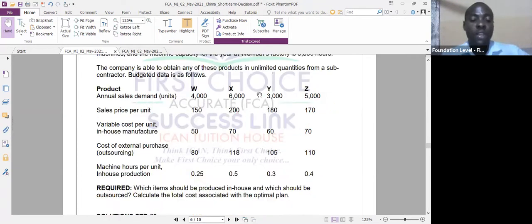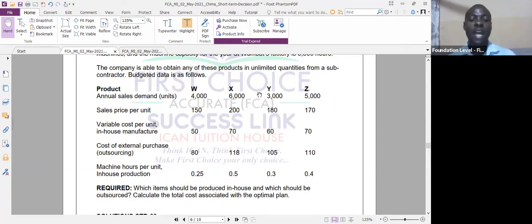And look at the machine hours per unit. So for W, the number of hours is 0.25, a quarter of an hour. That's about 10 minutes. Then X is about 0.5 machine hours per unit. So it's about 30 minutes per unit. And 0.3 for Y, 0.4 for Z. Required: which items should be produced in-house and which should be outsourced.